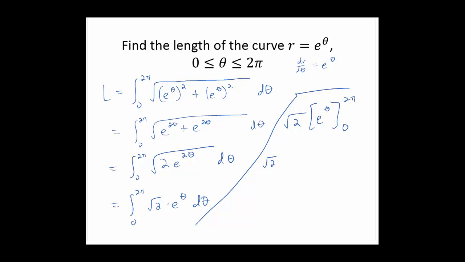So I'd have the square root of 2 times (e to the 2 pi minus e to the 0), and of course e to the 0 is 1. So the arc length is root 2 times (e to the 2 pi minus 1). And this ends up being approximately 755.89.